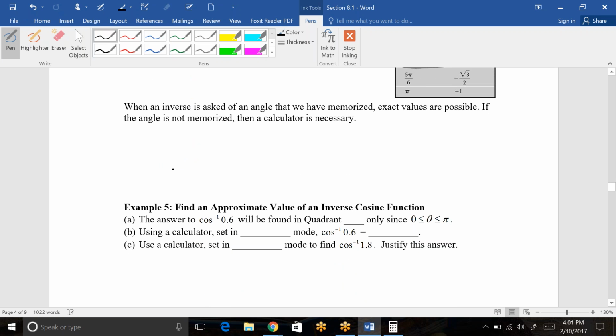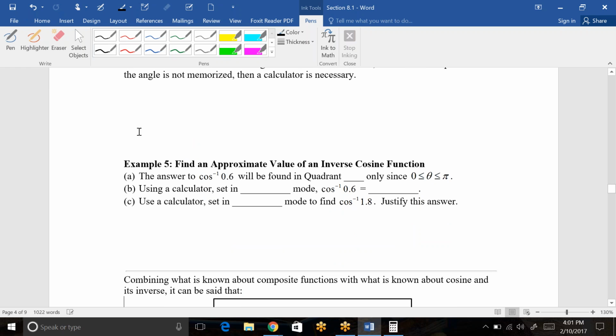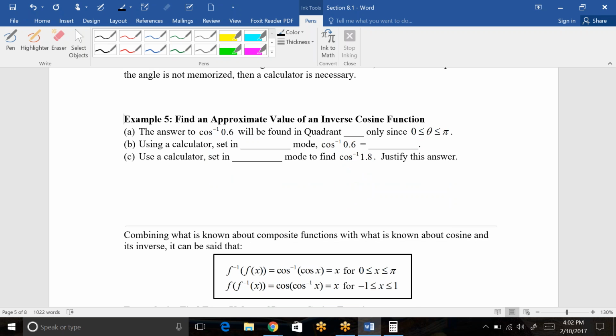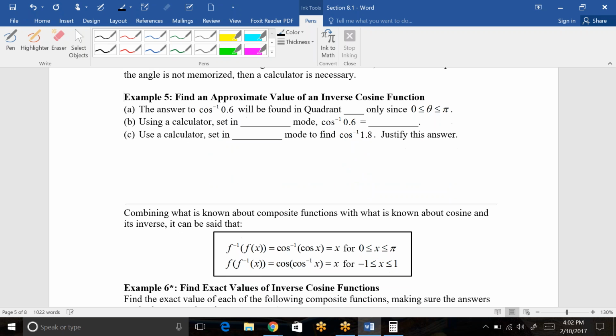So let's look at an example here. We're going to do some more with calculators, because you need to be able to do the ones that are nice values on the unit circle, as well as the ones that are not and need the calculator. So if I want to do cosine inverse of 0.6, first of all, make sure that is between -1 and 1, because you can't plug it in if it's not, because that's the ratio.